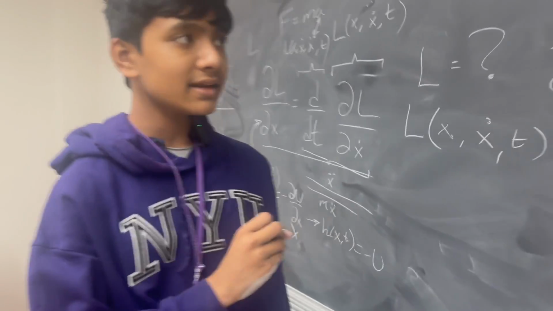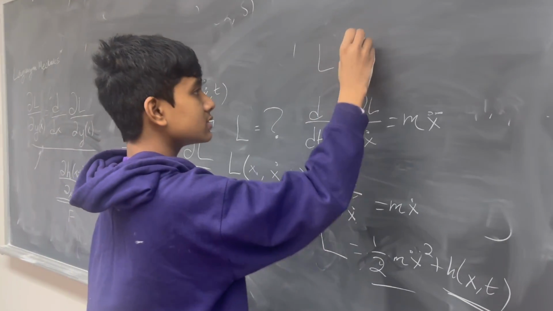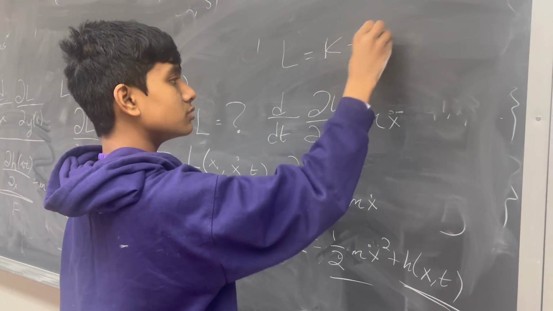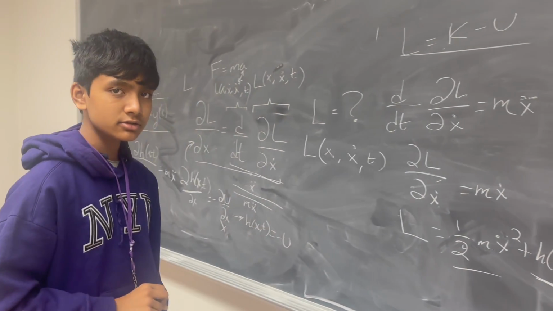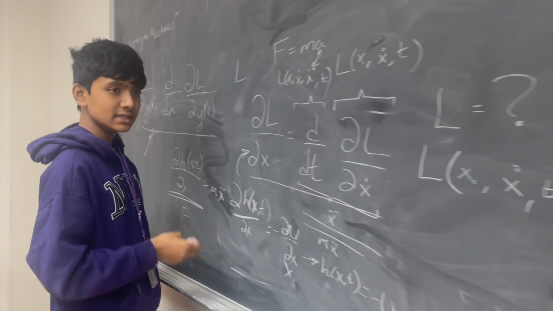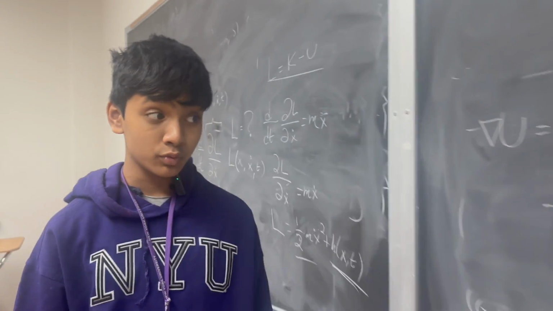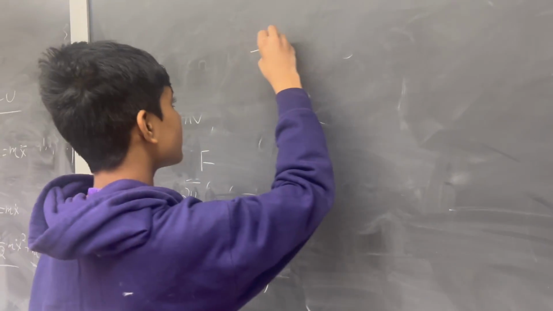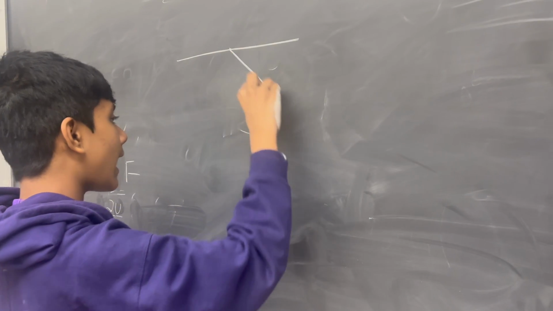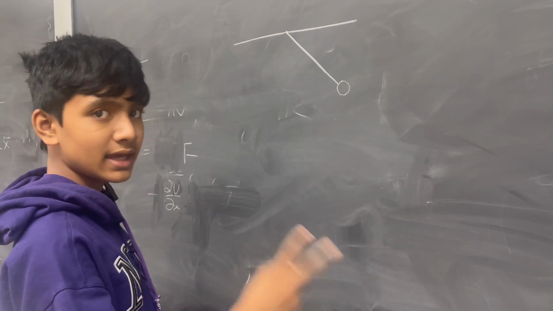Which means that our Lagrangian is just half m x dot squared, which is k, minus u. So, that's our final answer to making sure that this is equal to Newtonian mechanics. Now, can we see an example with that is the question. So, let's look at this pendulum and solve it two ways, Newtonian and Lagrangian.